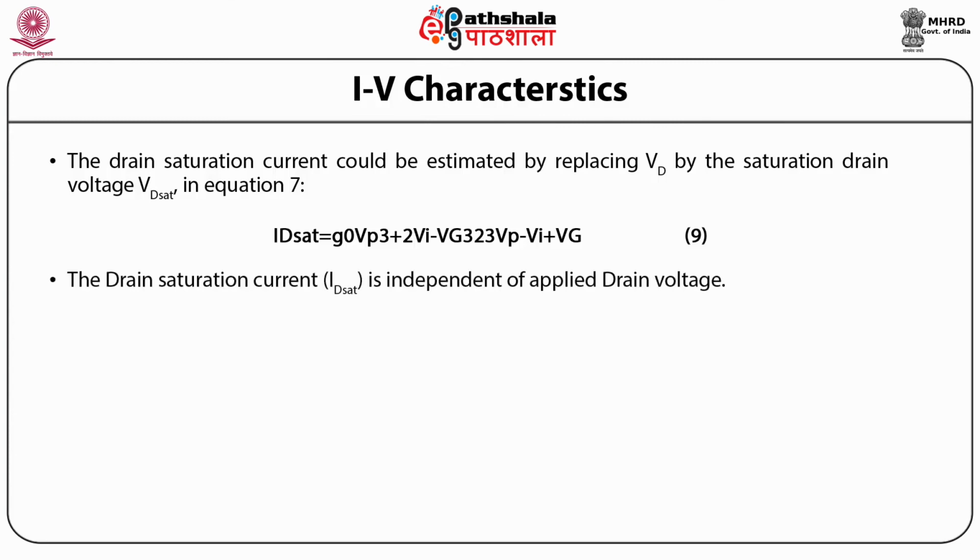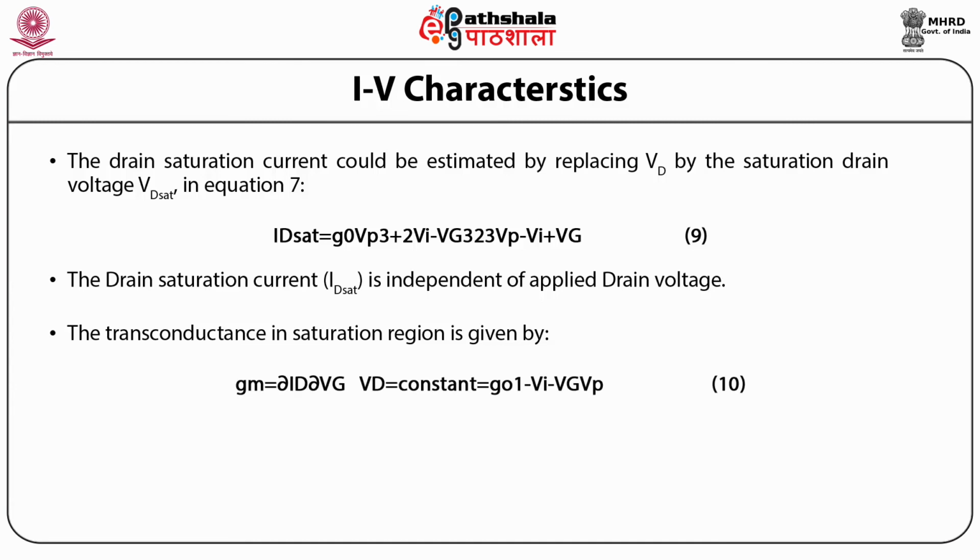So the drain saturation current is independent of applied drain voltage, and the transconductance in saturation region is given by Gm equal to delta ID by delta Vg for a constant Vd equal to G naught multiplied by 1 minus root of Vi minus Vg by Vp, bracket close.